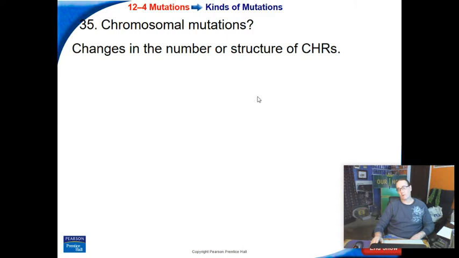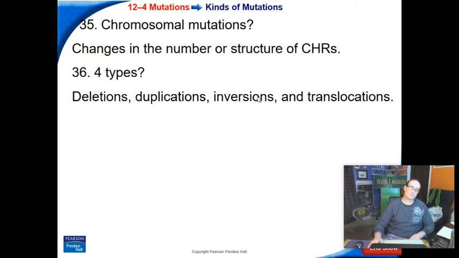Okay, there are 4 types of chromosomal mutations. Deletions, where all or part of a chromosome is removed. A duplication, where a segment of the chromosome is duplicated. Inversion: to invert means to turn upside down. So that's when the bottom portion of the chromosome is now on the top, or a part of the bottom is now on the top, and then, of course, part of the top would be on the bottom.